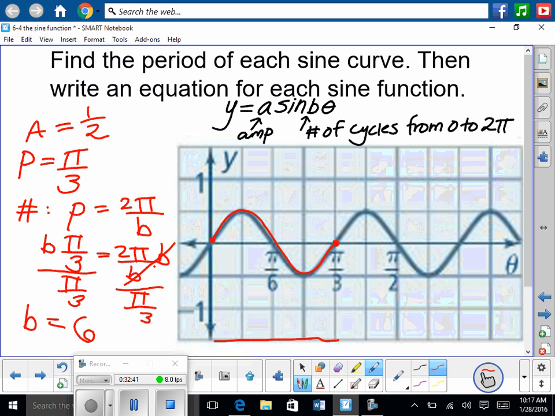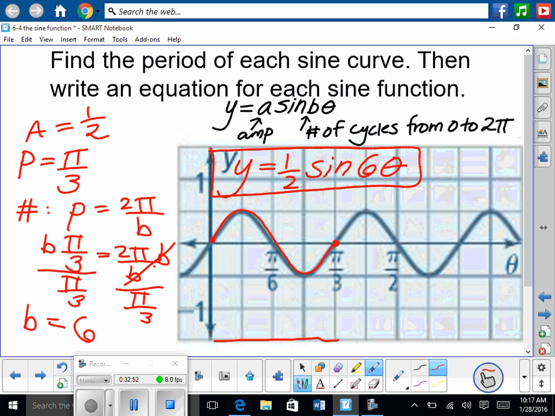So I know that my equation is y is equal to, it went up, so not a negative, 1/2 sine of 6 theta. There were 6 cycles from 0 to 2 pi. Or you could have thought of it like this: how many pi thirds are there in 2 pi? 6 of them, right?